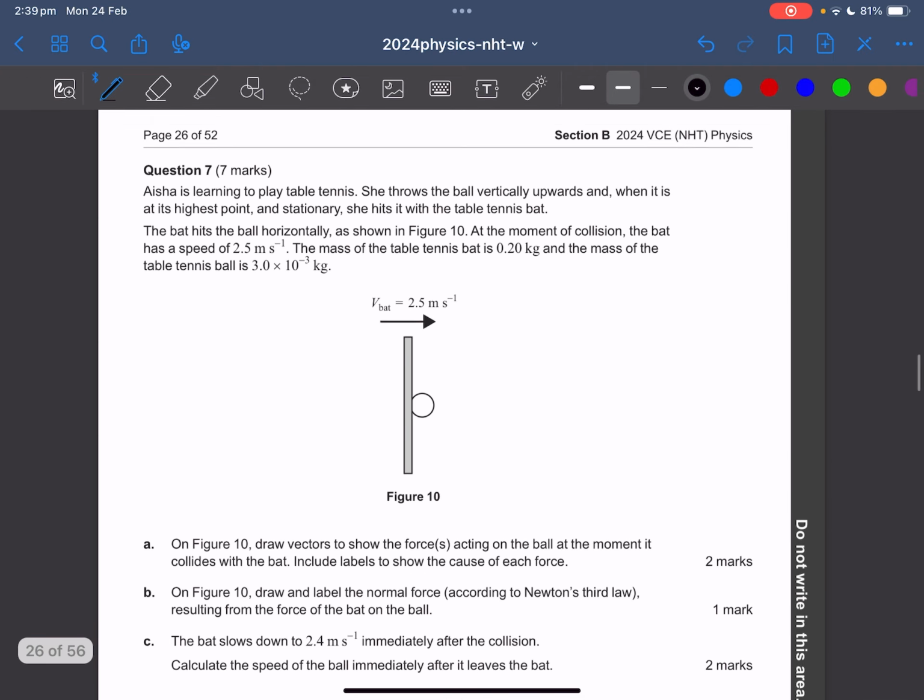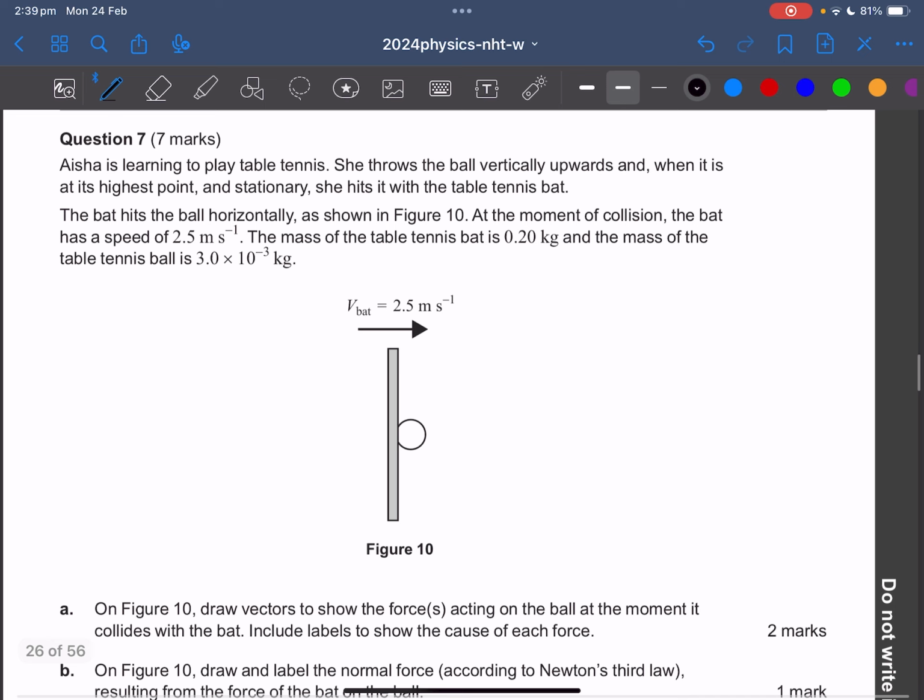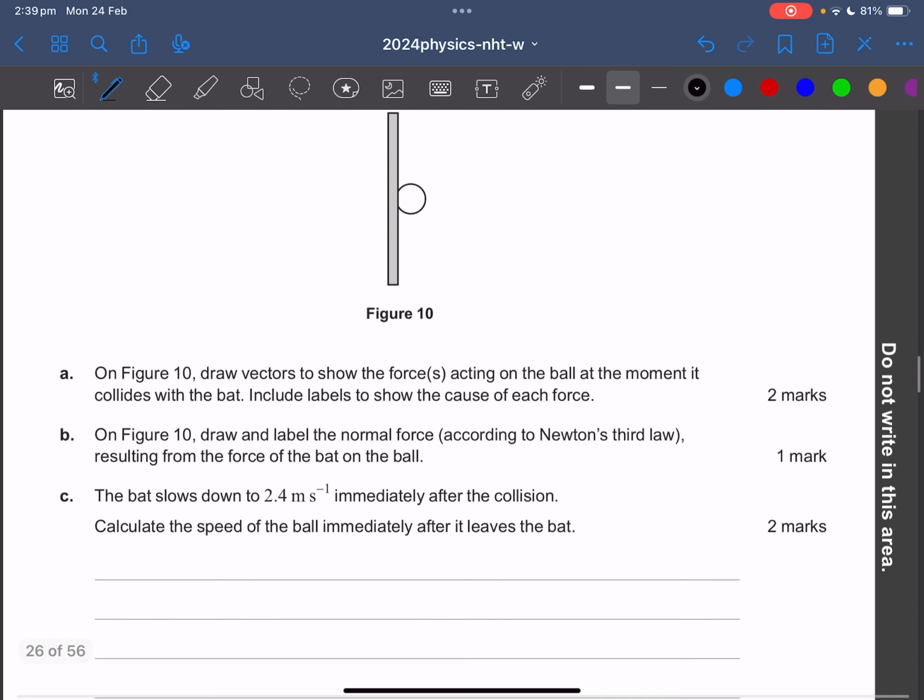All right, so question number 7. Aisha is learning to play tennis. She throws the ball vertically upwards, and when it is at its highest point and stationary, she hits it with the table tennis bat. The bat hits the ball horizontally as shown in figure 10. At the moment of collision, the bat has a speed of 2.5 meters per second. The mass of the table tennis bat is 0.2 kilograms, and the mass of the table tennis ball is 3 times 10 to the minus 3 kilograms. On figure 10, draw vectors to show forces acting on the ball at the moment it collides with the bat. Include the labels to show the cause of each force.